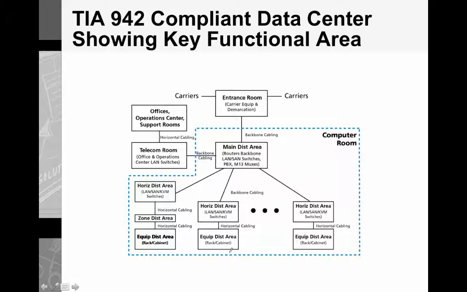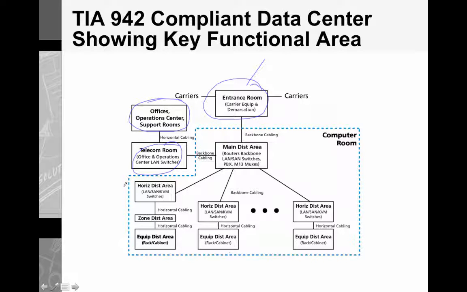Here's the TIA-942 compliant data center showing key functional areas within a data center. This is more for architects and designers who are actually building data centers, but you can see how it generally looks. There is something called the entrance room. The entrance room is where the carrier telecommunications equipment is placed. This is where your telco lines are coming in. There are also offices and operation support rooms. There's also a telecom room where you have some other office operations going on.